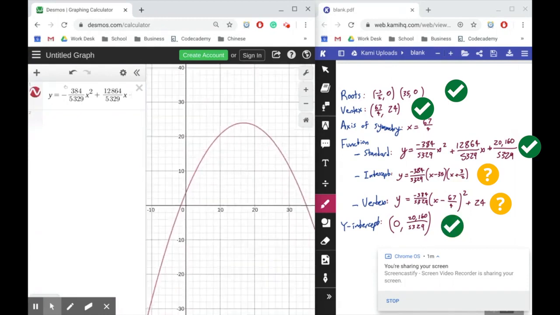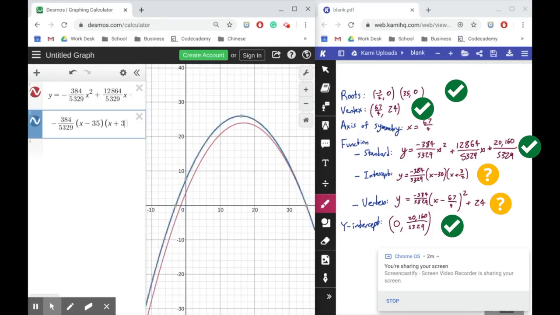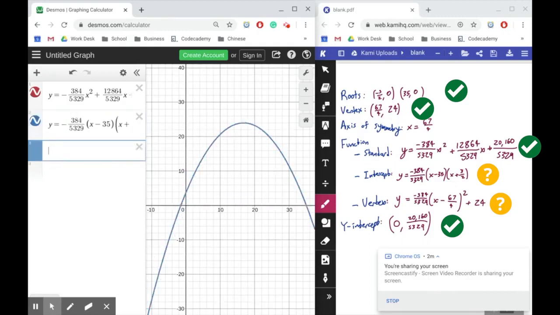And let's also check if all the equations are the same, standard, intercept, and vertex. We can just do multiple lines. And if they all line up, then that means that they are equivalent. So I'm just going to do that quickly. There we go. The intercept form is the same as the standard form. And there we go. The vertex form is the same thing as all the other forms. So that means I correctly did everything.